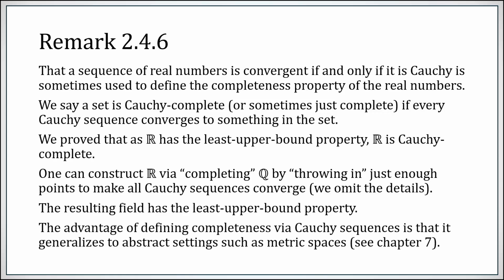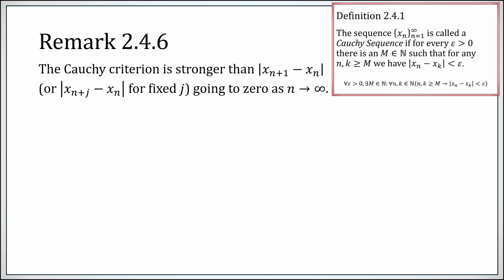Now, one way that this is advantageous as a construction, defining the real numbers through the completion via Cauchy sequences of the rationals, is that it can be generalized to more abstract settings like metric spaces. This will be seen in more detail much later in chapter 7. Now, the Cauchy criterion is stronger than just saying the difference between consecutive terms goes to 0. What's important in the definition of a Cauchy sequence is that these two indices are completely arbitrary past a certain point. They are not just adjacent indices, and they're not just within j of each other for some fixed j.